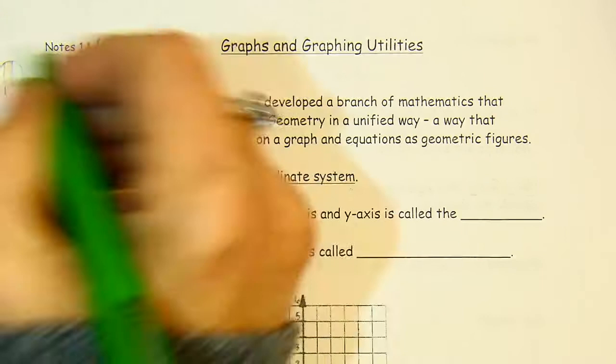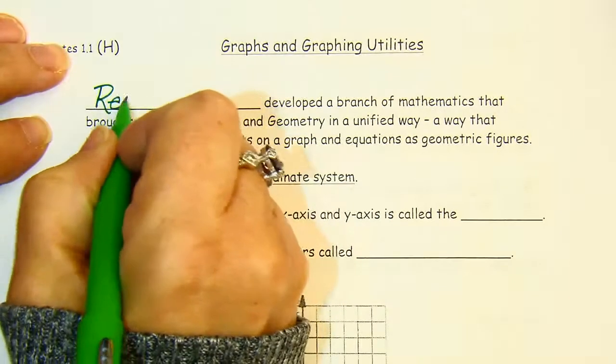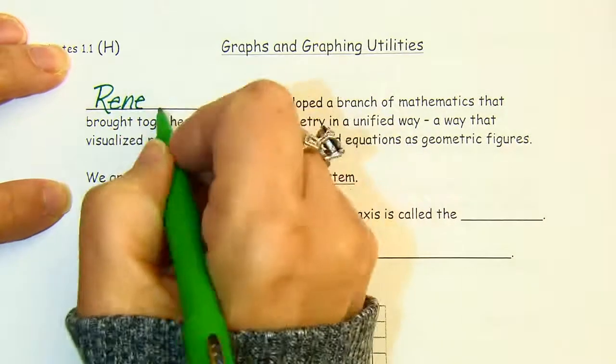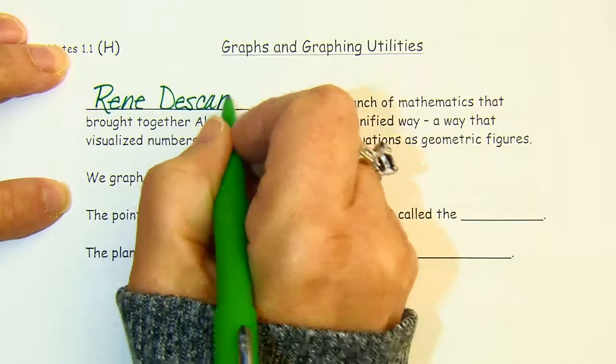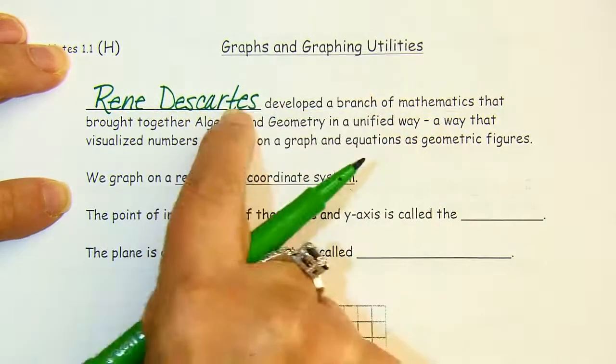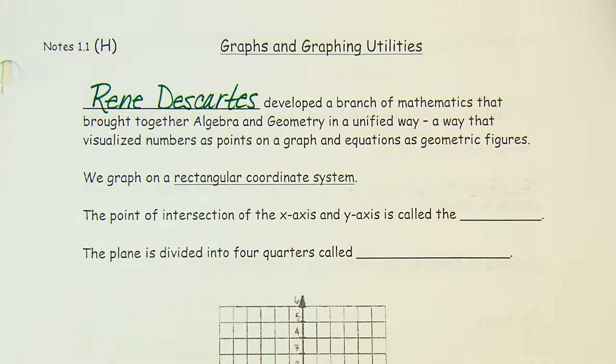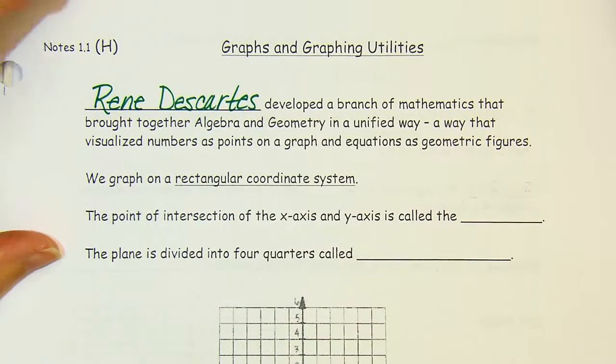There was this gentleman whose name was René Descartes. You spell his name D-E-S-C-A-R-T-E-S. Descartes. He was French, developed a branch of mathematics that brought together algebra and geometry in a unified way, a way that visualized numbers as points on a graph and equations as geometric figures. You know, like a line or a parabola or a V-shaped graph for your absolute value.